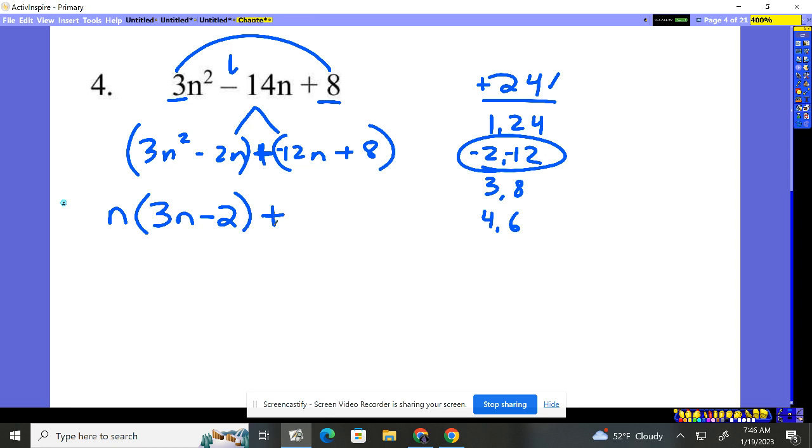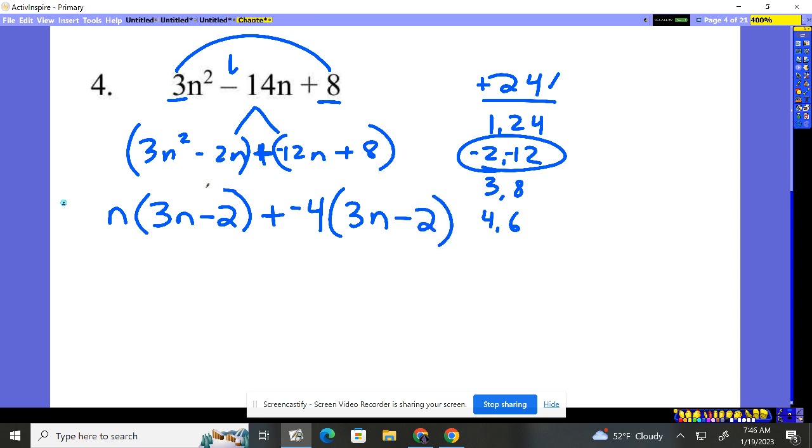I come to here. You will always factor out the negative number. 12 and 8 have a common factor of 4 is the largest thing, but I got to make sure it's going to be the negative that comes out. What's left behind? Negative 4 times a positive 3n will give you negative 12n. Negative 4 times what will give you a positive 8? That has to be a negative 2.